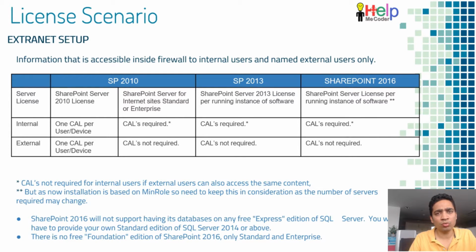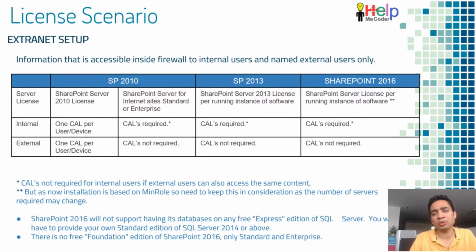In this scenario, for SharePoint 2010 you can follow two different paths. Either you can buy an intranet kind of licensing for server, which is the SharePoint Server 2010 license, or you can buy SharePoint Server for Internet Sites standard or enterprise edition, which is the internet specific license. If you go for the intranet path, then for both internal and external users, you need to buy the CAL licenses. But if you go with SharePoint Server for Internet Sites standard or enterprise, then you need to buy CALs for the internal users, because they will be using the authenticated sections of the site. But for the external users, you still don't need to buy the CAL.